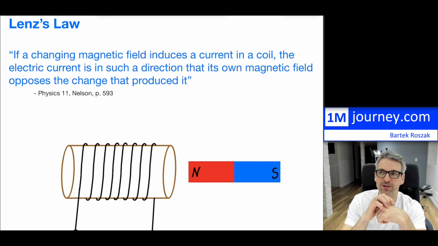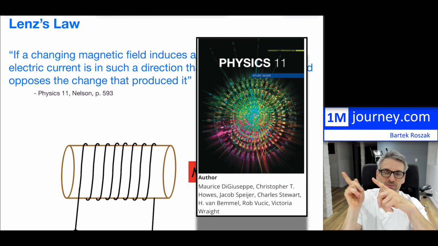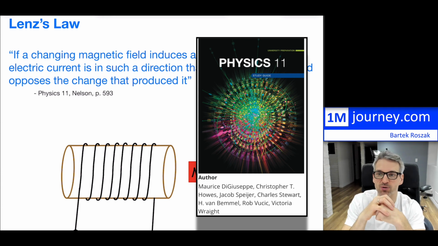So Lenz, who was a Russian scientist, I think it was in the 1800s, has come up with, by utilizing the law of conservation and thinking about, all right, so what is going to happen and in which direction is the current going to flow if you have a changing magnetic field. So his actual law is stated within here, and I've taken it out from the text that you see there on the screen.